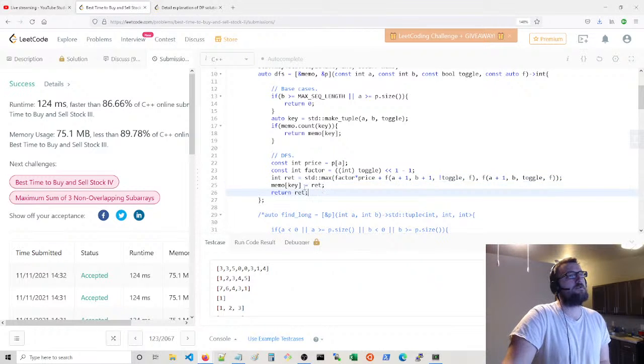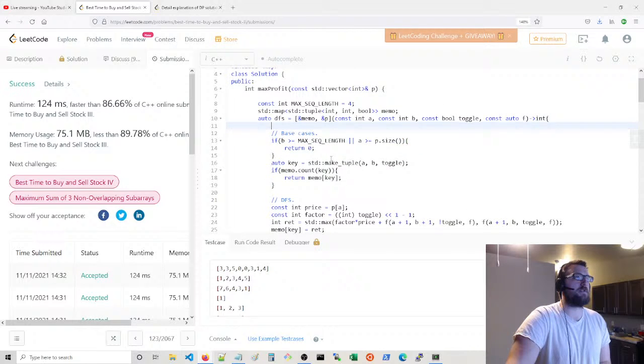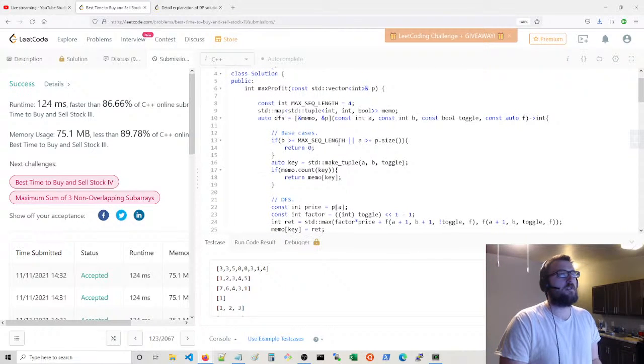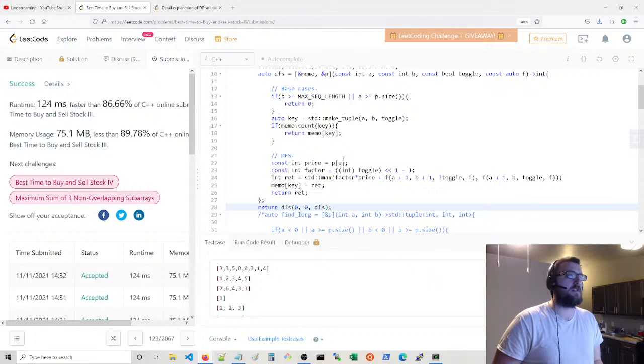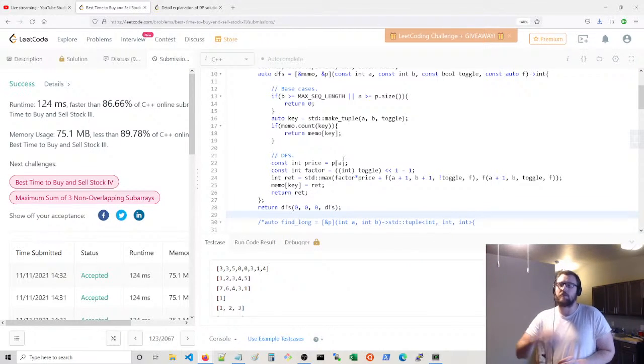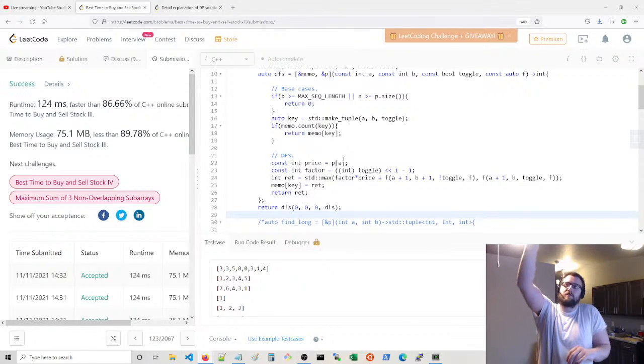So now we have a return value. We can memoize that return value and then return ret. And that should give us the answer we're looking for if we DFS that. So that'll be DFS over initially started 0, 0, and we toggle. We said I think we start by looking at negative numbers, right? So we multiply. Yeah, so we start by looking at negative numbers, which would give us a negative number, positive number, so we buy, sell.